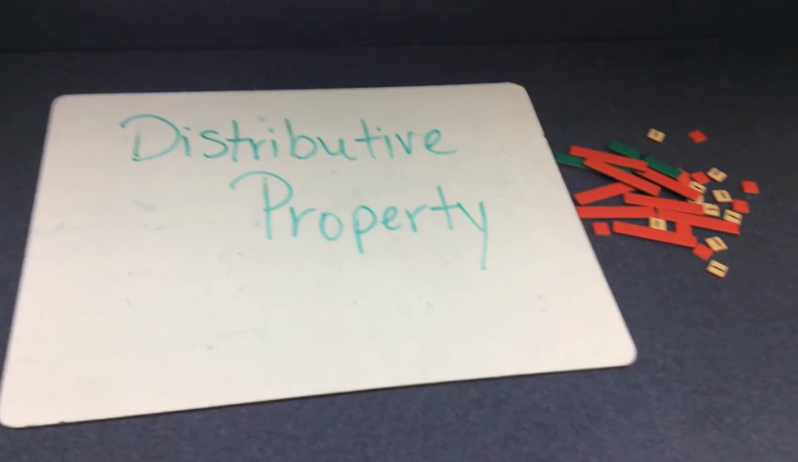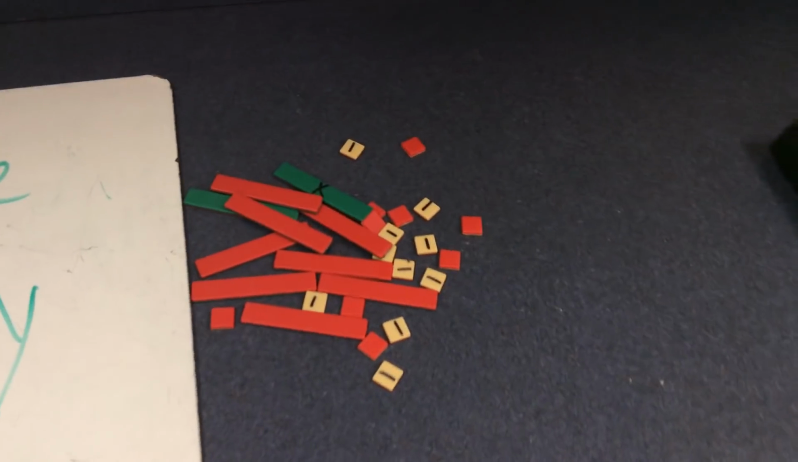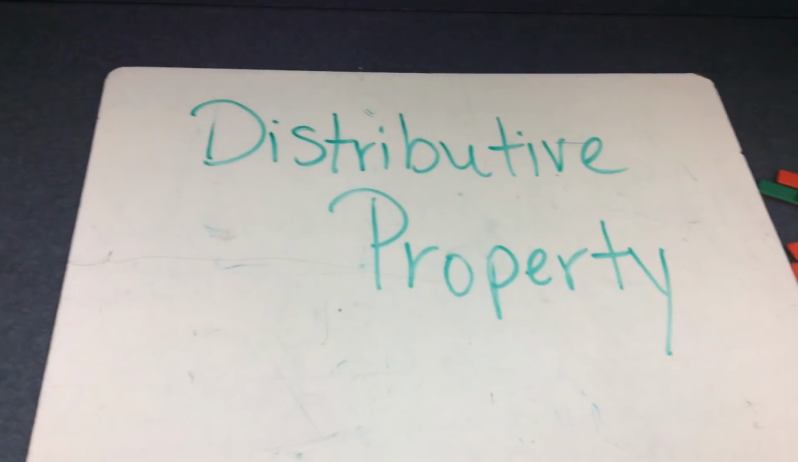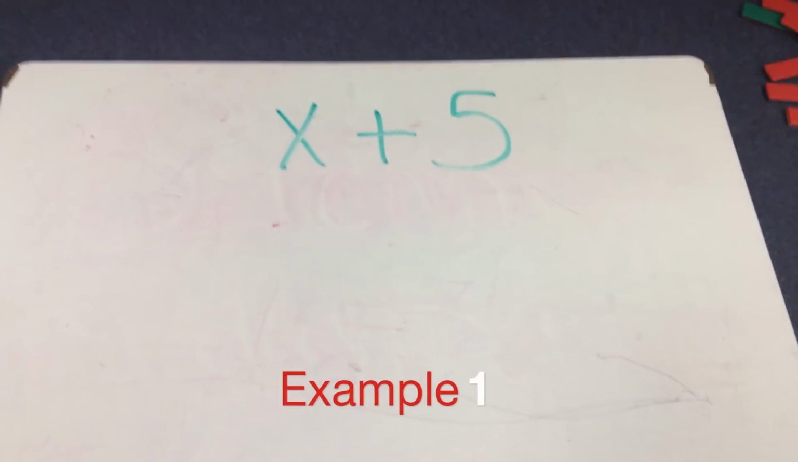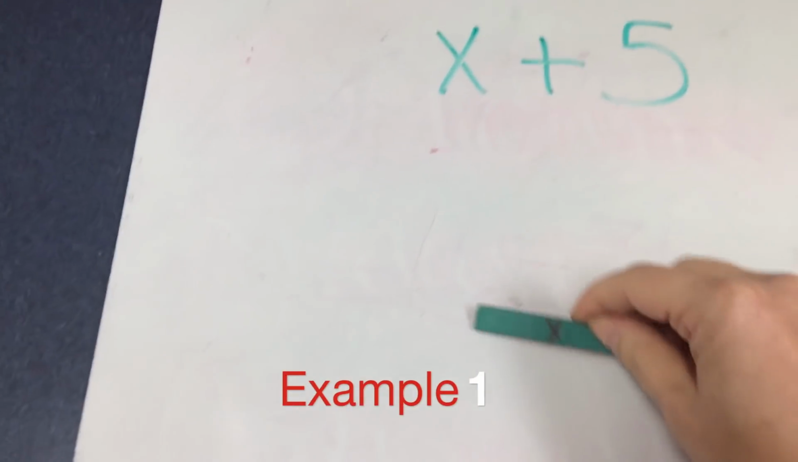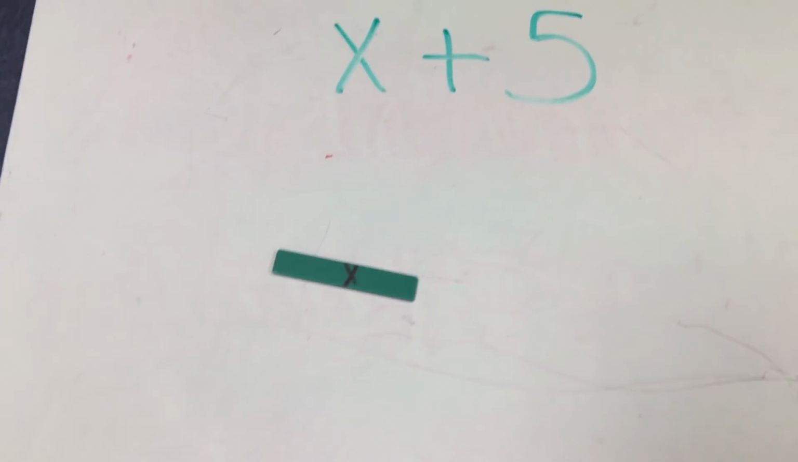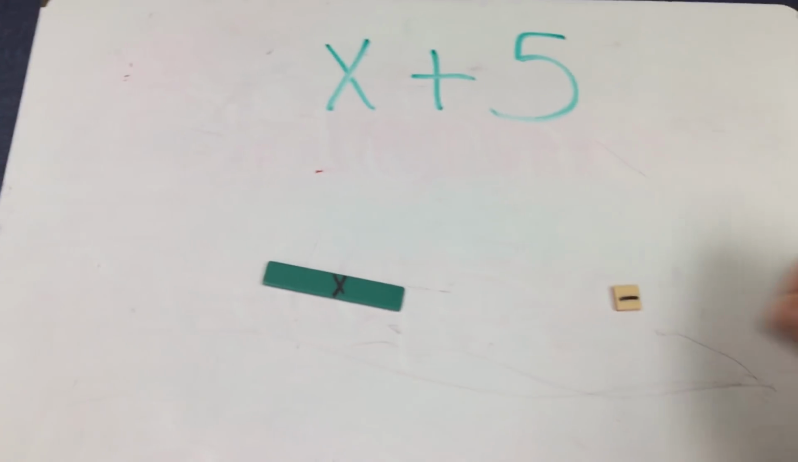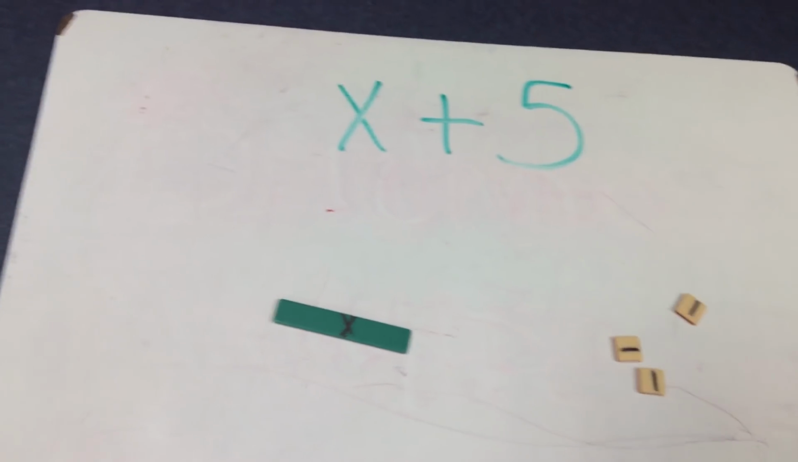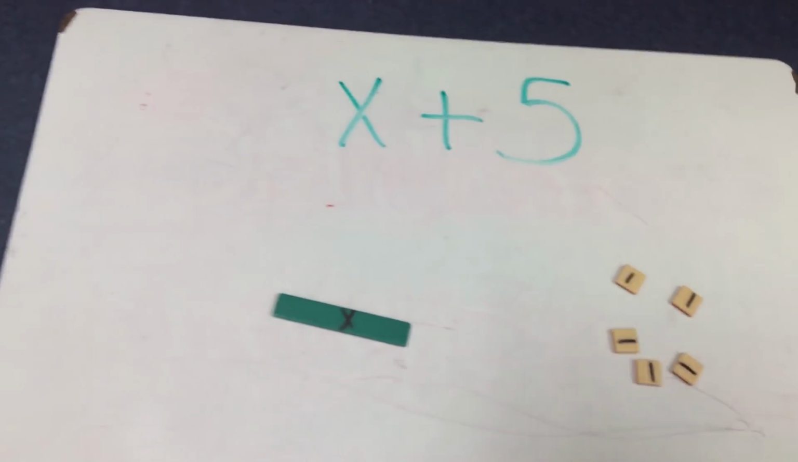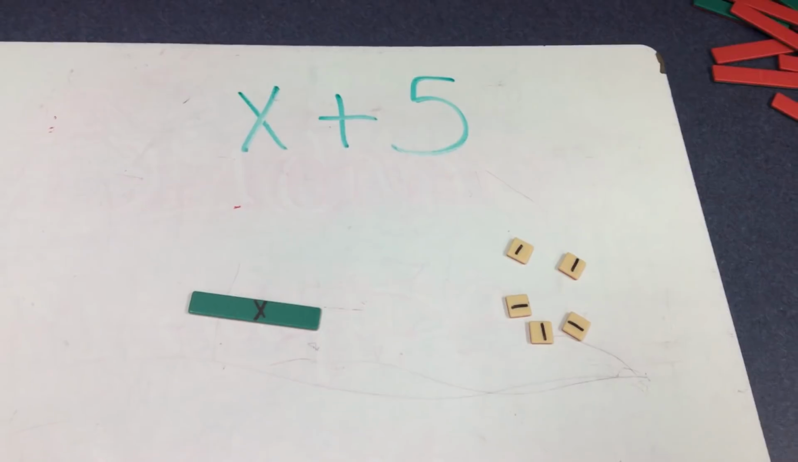Welcome guys, you're going to be working with some manipulatives to model the distributive property. The first problem we're going to model is x plus 5. So I'm going to get an x and I'm going to get 5 of the ones. 1, 2, 3, 4, 5. And there I've modeled x plus 5.